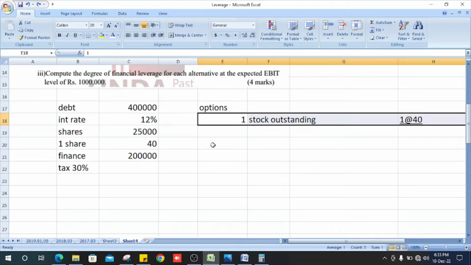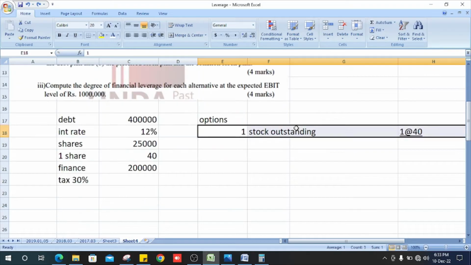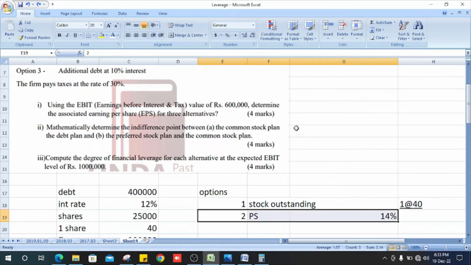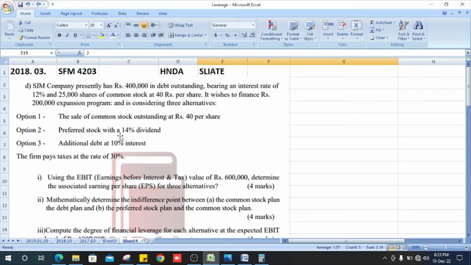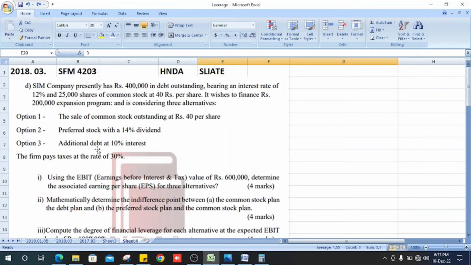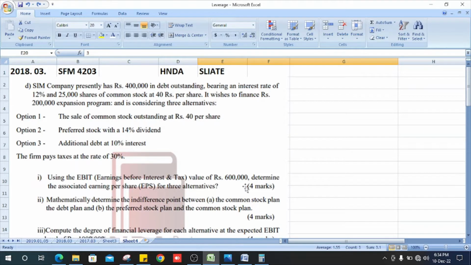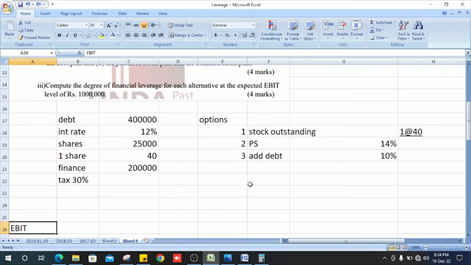Option 1 is stock outstanding at 40 per share, and second one, preference share is 14% dividend, and third one is additional debt for 10% interest. First one, EBIT is 600,000. EBIT is 600,000 for all three options.